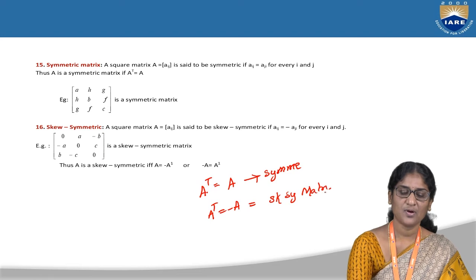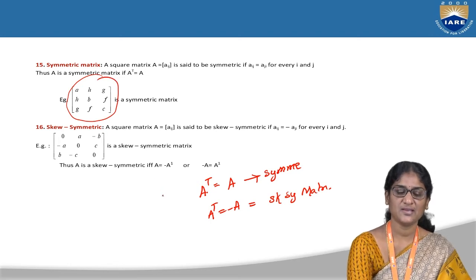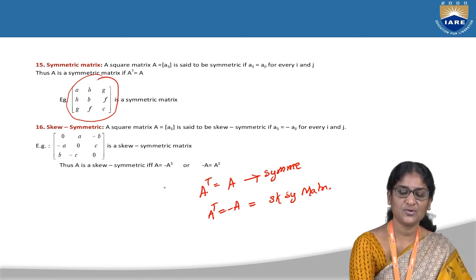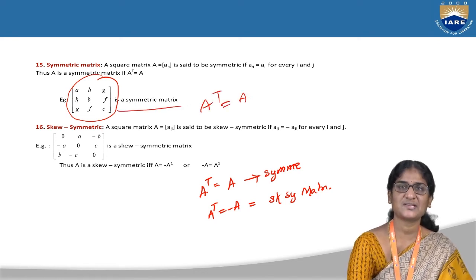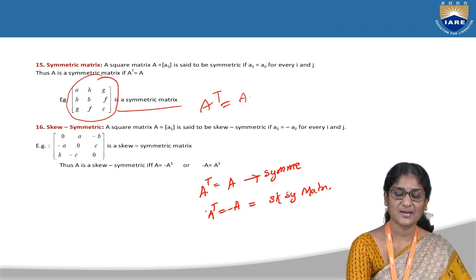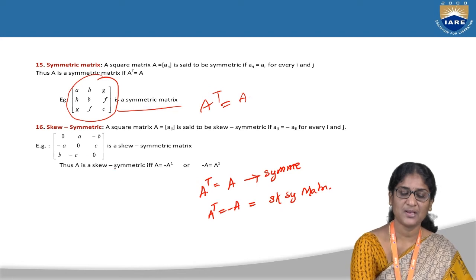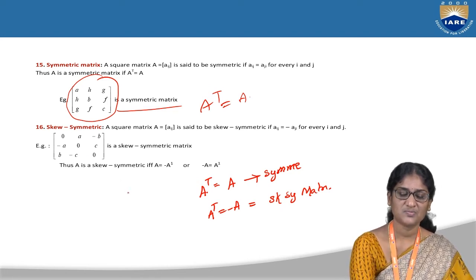Now here I have taken an example of a symmetric matrix: A, H, G, H, B, F and G, F, C. You can see that the transpose of A is again equal to A. So this is a good example of a symmetric matrix. Similarly, for a skew-symmetric matrix, I have another example, row wise: 0, A, minus B, minus A, 0, C, B, minus C, 0.